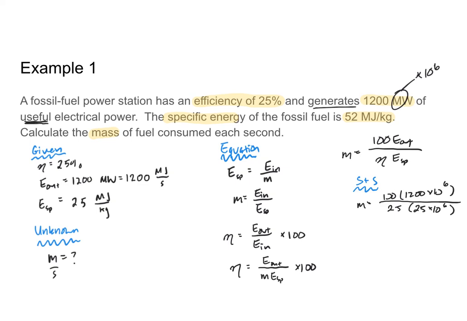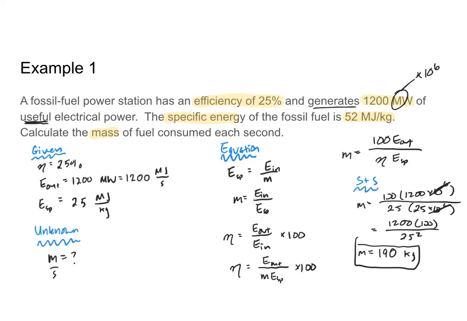So let me go ahead and cancel out my 10 to the sixths, and my mass will be equal to 1200 times 100 over 25 squared. Thus, the mass of coal required per second is approximately 190 kilograms.